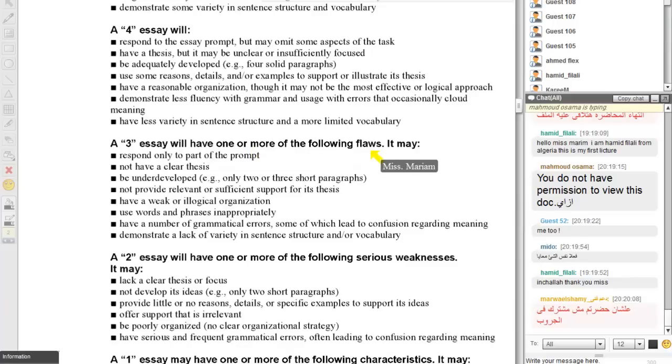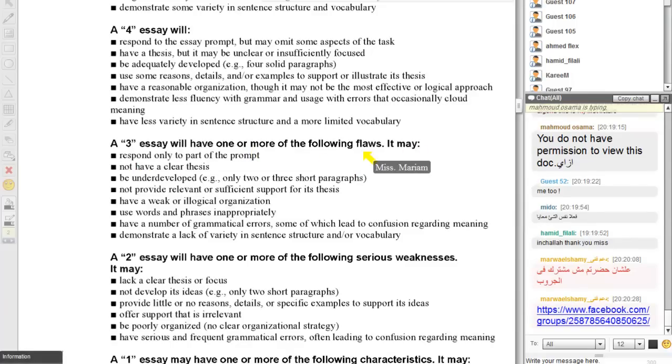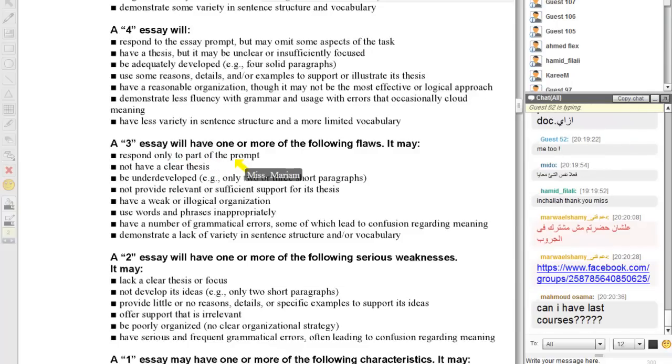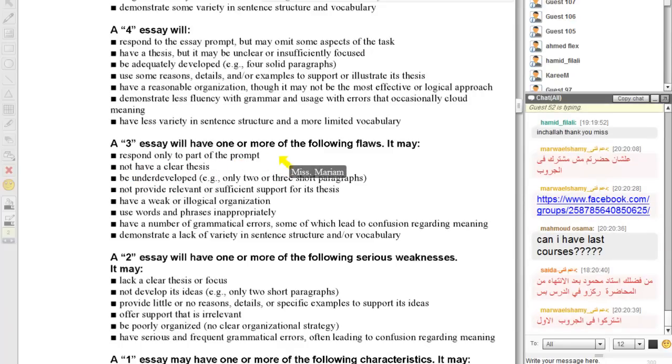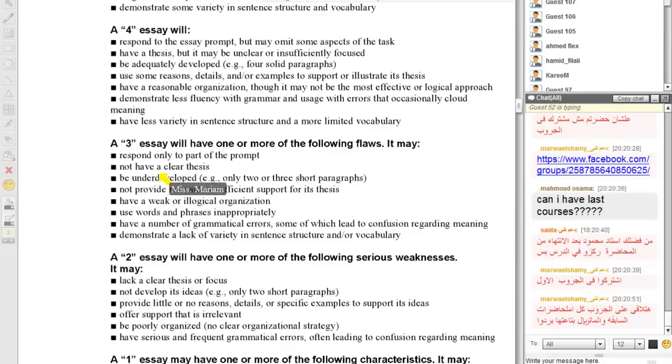A 3 essay will have one or more of the following: flaws or mistakes, respond only to part of the prompt, like taking only one tiny minor detail, and of course this mistake happens because you don't understand what you are supposed to write.